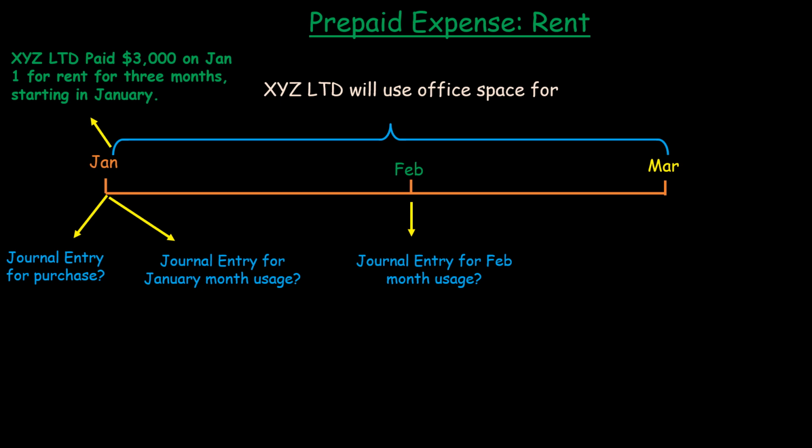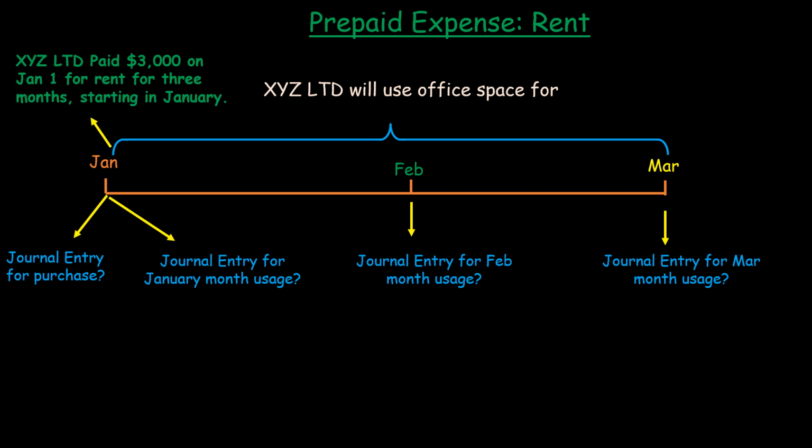Similarly, when the second month usage happened, what would be the entry? And the third month usage happened, what would be the entry? So at the time of purchase, XYZ Limited paid $3,000. So paid means cash is gone. That means cash will be credited.